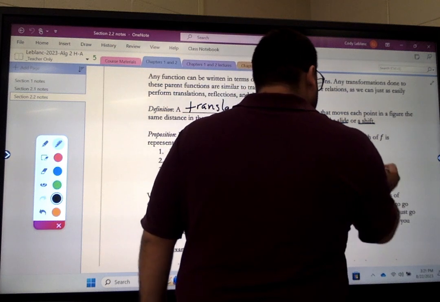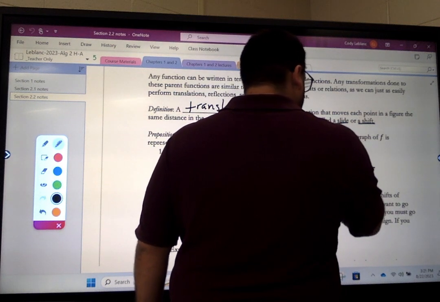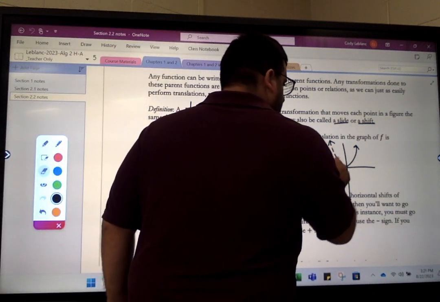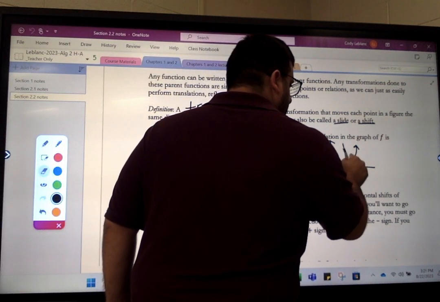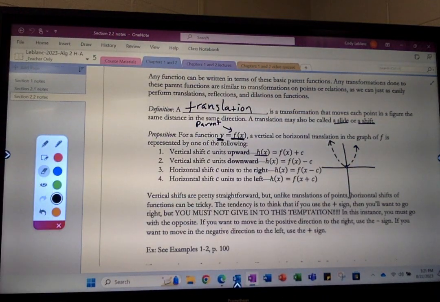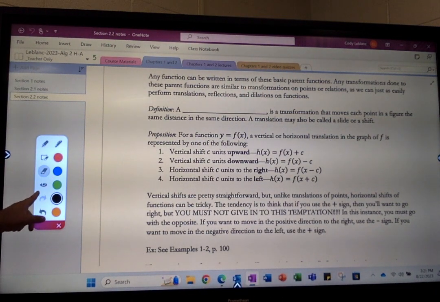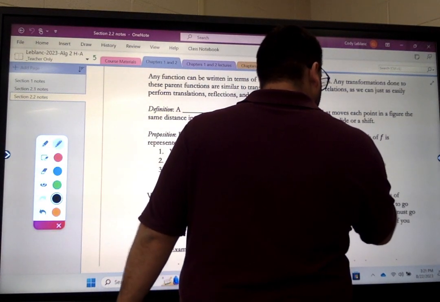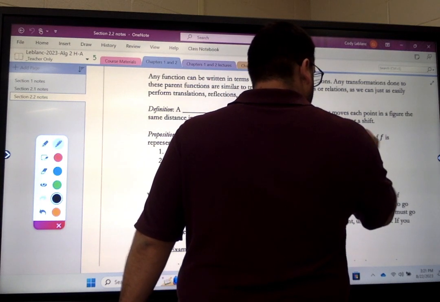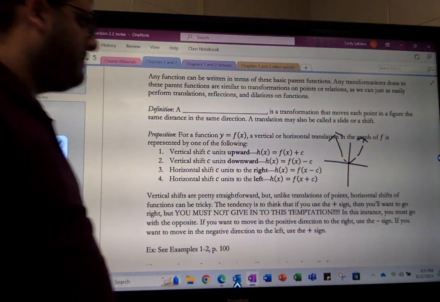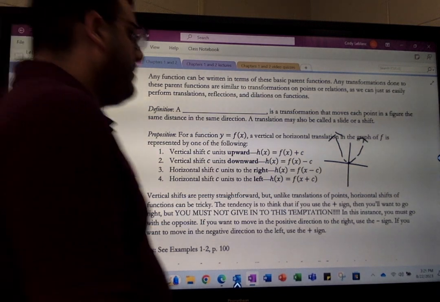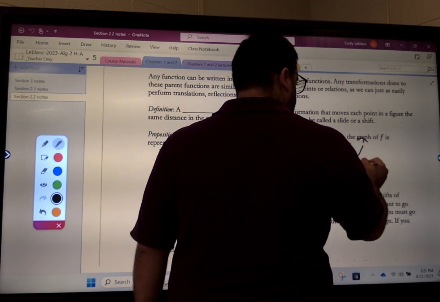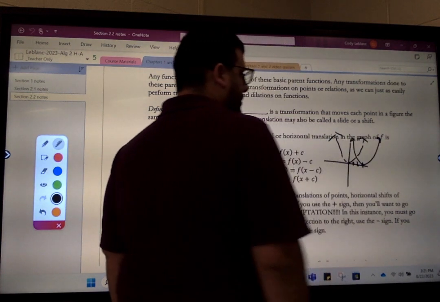And here's why. Let's say I have this function right here. That's my parent function. I'll go ahead and make this a dotted line so you can see a little bit better. All right, so there's my parent function. Oops, accidentally deleted it. Let's say I want to shift this to the right, say 3 units. 1, 2, 3. And then there's my new function.